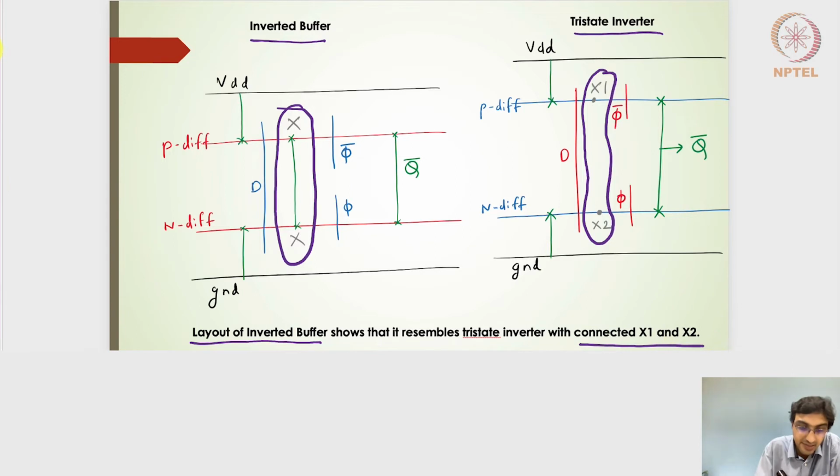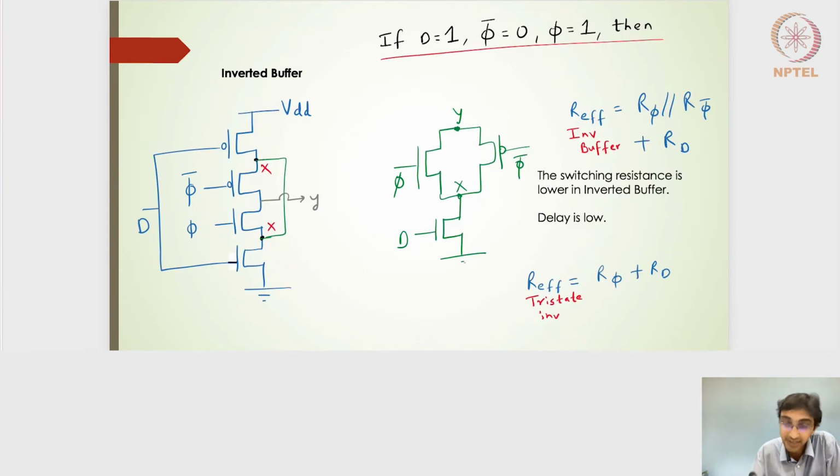So what it really means is that, in terms of the schematic, I can draw the inverted buffer using the tri-state schematic by connecting, or wiring, or shorting the X1 and X2 nodes, and after shorting it, I'm calling it an X node. So the inverted buffer schematic is nothing but the tri-state inverter design with these 2 nodes shorted.